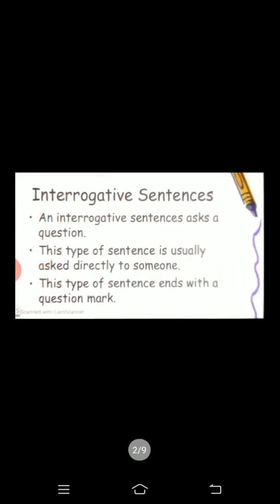Before we begin, children, what are interrogative sentences? Let's have a quick recap. An interrogative sentence asks a question. This type of sentence is usually asked directly to someone, and we also put a question mark towards the end of the sentence.